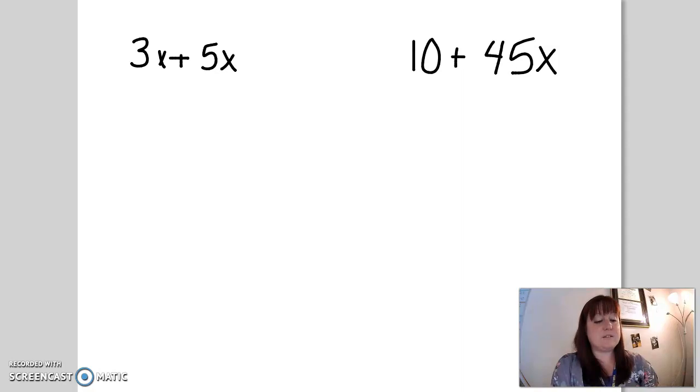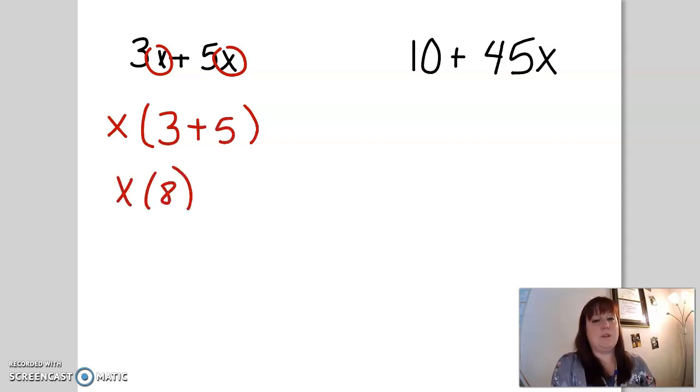They both have an x, right? So we could take this x and bring it outside. And what would we have left? We would have 3 plus 5, which is x times 8. And if you did this math problem, you would see that's 3x plus 5x is 8x, right? It's kind of obvious, maybe, hopefully.